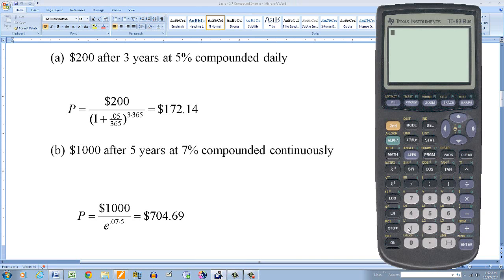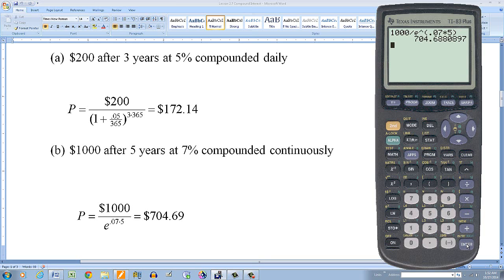1000 divided by, again, the exponential, 0.07 times 5. Close parentheses, hit enter, and I get 704.69. Round it to the nearest cent, which is what you usually do when you're dealing with money.